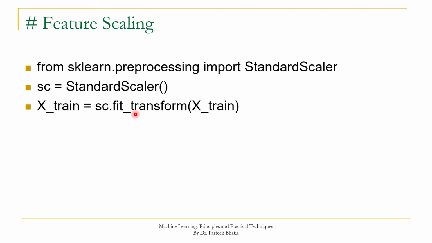Since we have already fitted our model on the basis of xtrain, so next time we only need to invoke transform method of this class, and here we are passing xtest to it. So all the feature scaled values of xtest will be stored back into xtest. So xtest will be updated with the feature scaled values after execution of this statement.